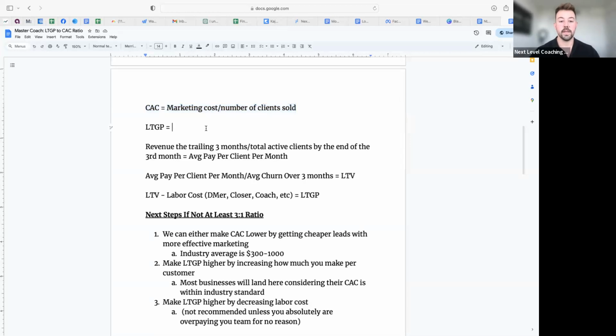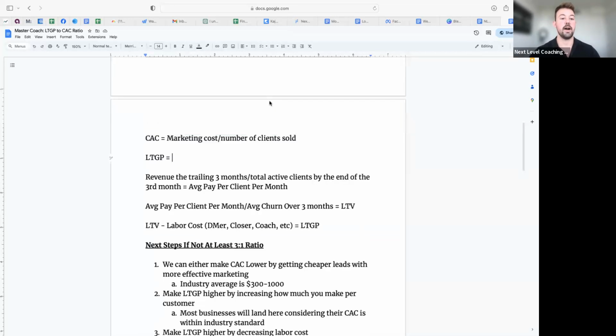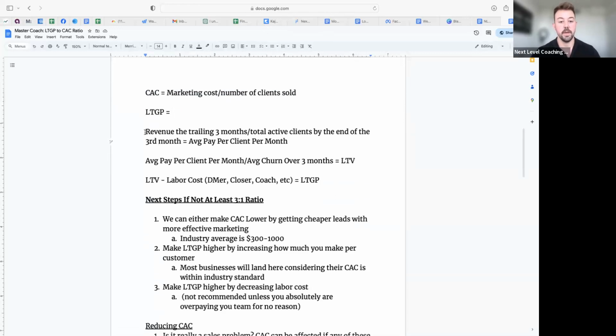The one that takes a little bit more digging to figure out, unfortunately, lifetime gross profit isn't as easy to figure out as cost of acquisition. So to figure out lifetime gross profit, here's what we need to do. We're going to take revenue for the trailing 3 months, and you're going to divide that by your total active clients by the end of the 3rd month.